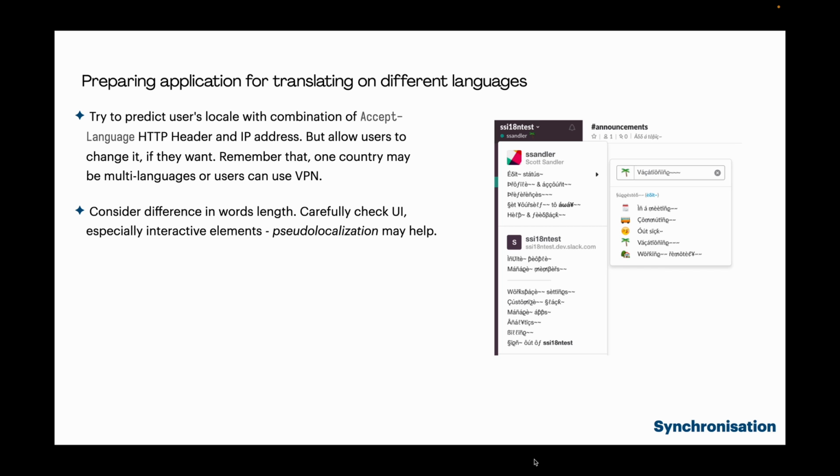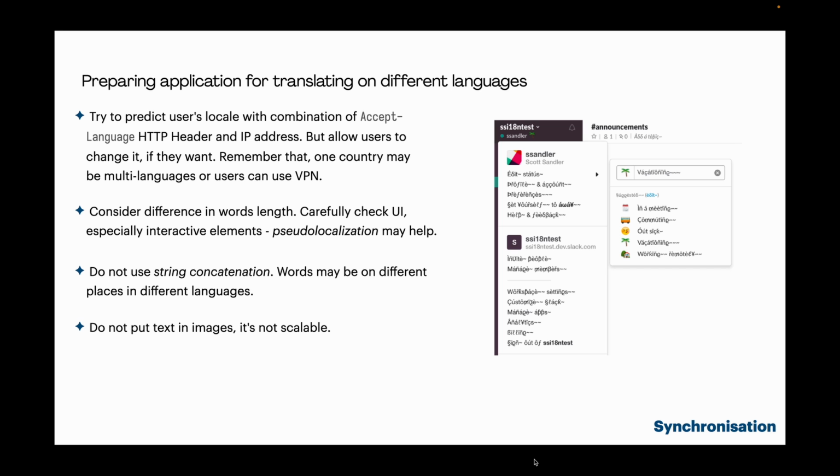It helps quickly identify places without translation and can involve adding some characters to the pseudo-translation to identify inflexible UI elements. Avoid using string concatenation, as words may appear in different places in different languages. Do not put text in images because it's not scalable, and use logical properties instead of directions. These steps can significantly improve the accessibility and user experience of your application for a global audience.